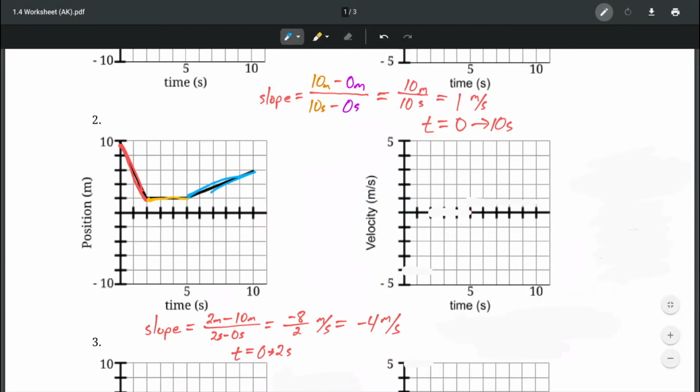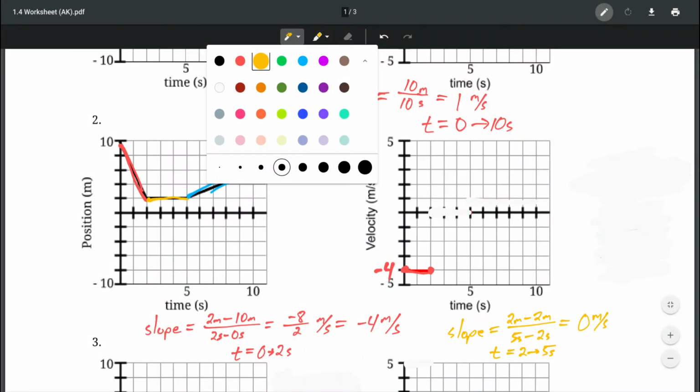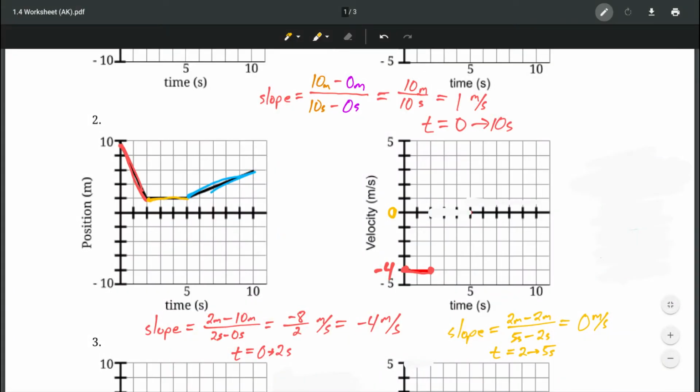seconds to 2 seconds. So we can actually plot that on our velocity time graph. We can go and find where -4 would be on the velocity axis, and then we can go from 0 seconds over to 2 seconds. Then the second slope is going to be 0, and that's because the initial position and the final position is 2 meters, and so it doesn't move. It has no displacement over this time period. And so for those 3 seconds, we've got a velocity of 0, which is going to be right in the middle of the velocity time graph.